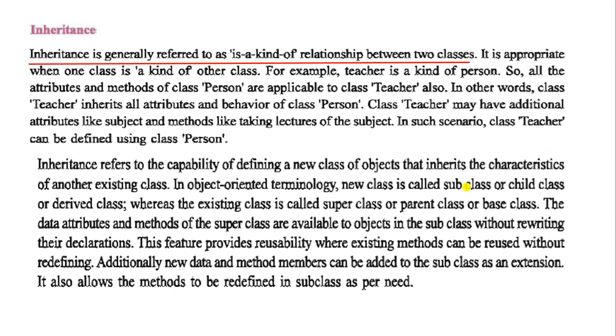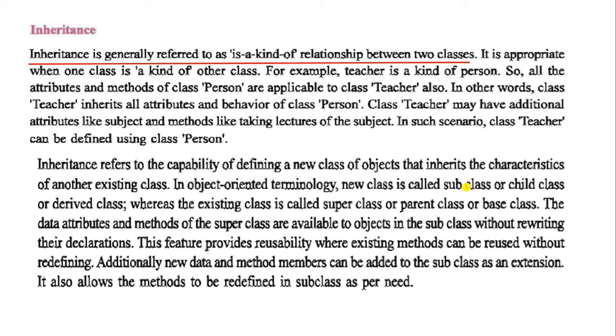Now we come to another point, which is inheritance. Inheritance is generally referred to as a kind-of relationship between two classes. That means two classes are associated. Let's see the example. It is appropriate when one class is a kind of the other class. For example, teacher is a kind of person. So here teacher is one class and person is one class. So teacher is a kind of the person.